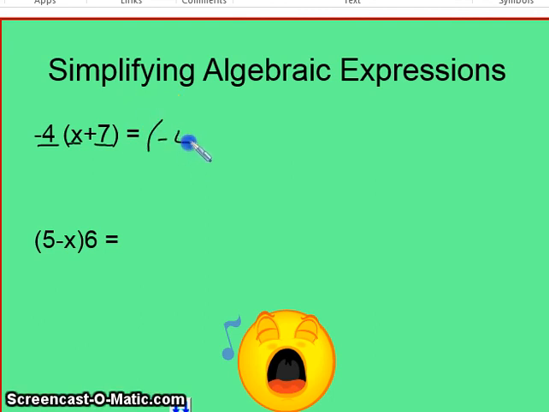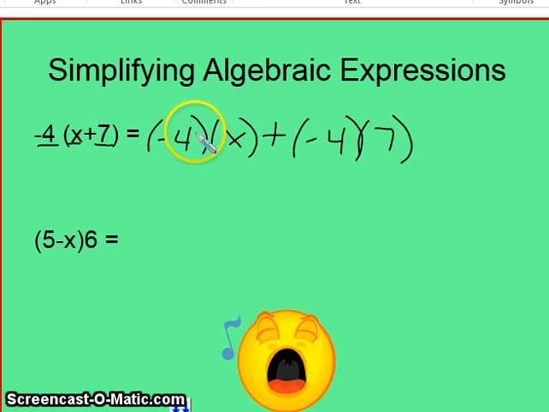I can rewrite it as negative 4 times my first term, which is x, plus, because I need to keep the same operation, negative 4 times my second term, which is 7. Now I'll follow my order of operations and multiply. Negative 4 times x is negative 4x, plus negative 4 times 7, that's a negative times a positive, so I'm going to have a negative. 4 times 7 is 28.